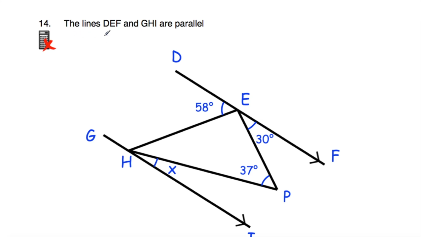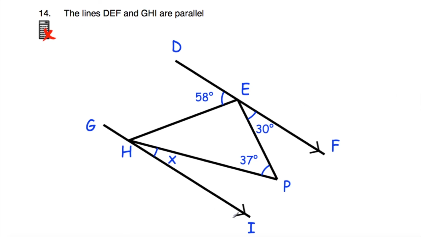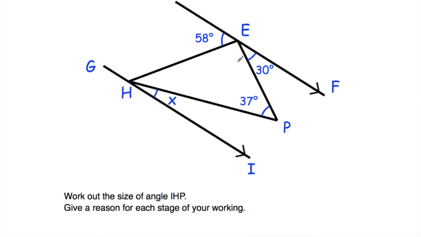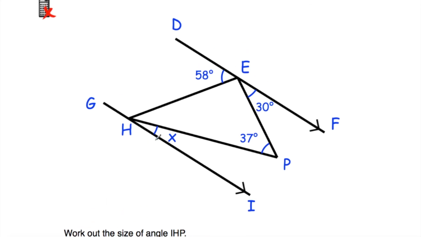Question number 14 says the lines DEF and GHI are parallel. And we can see that with the arrows. If we have a look here, we've got the little arrow here and here. So we've got those two parallel lines, and the question says work out the size of angle IHP, labelled with that little X. And we need to give reasons for each stage of our working. Okay, so we want to find the size of this angle here.